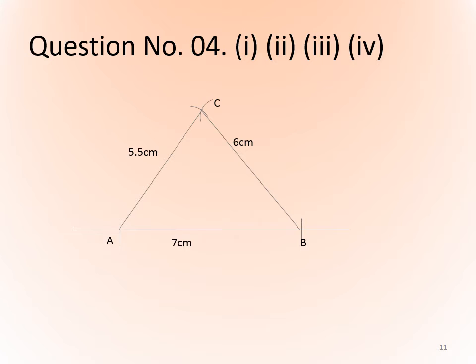Next question, construct the angle bisectors of the angles ABC and BAC. First take this angle, draw the angle bisector and draw the straight line. Now take this angle, draw two intersecting arcs and draw the straight line. These are the angle bisectors of the angles BAC and ABC.